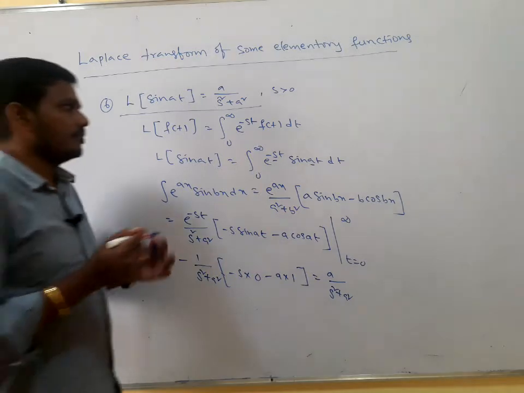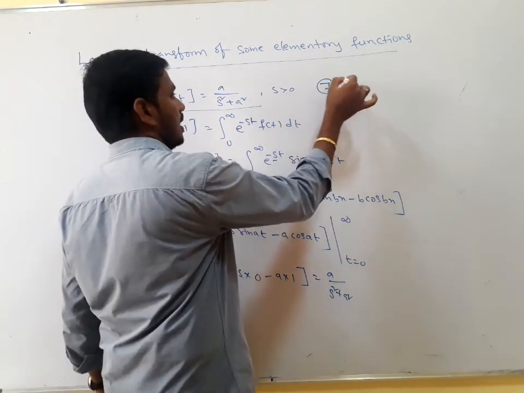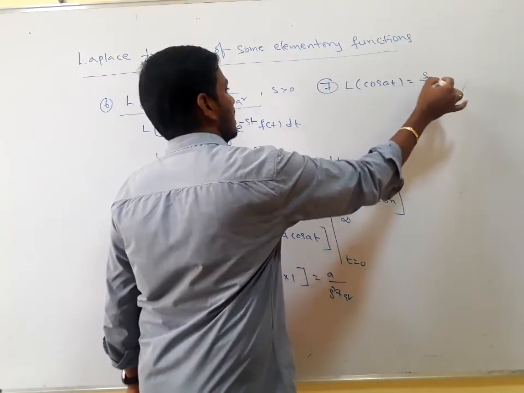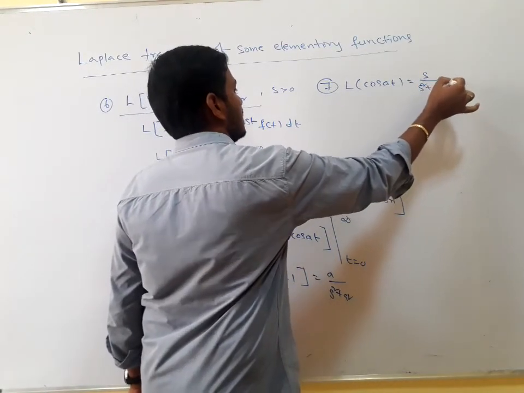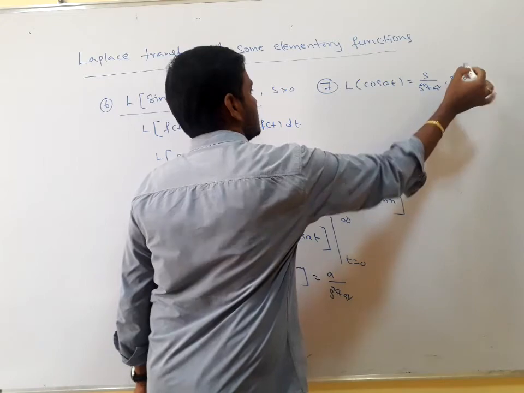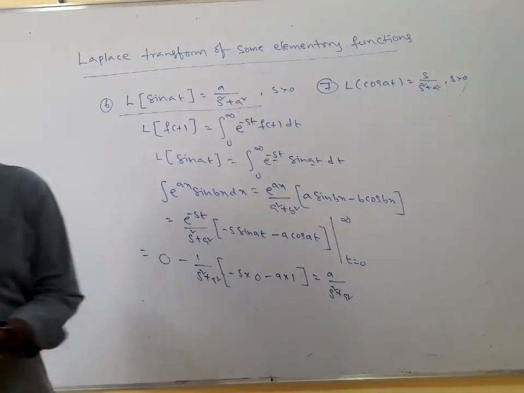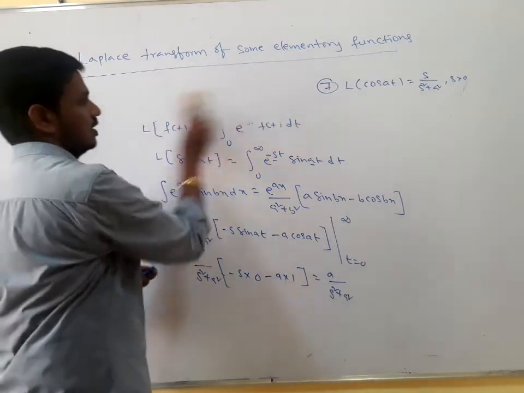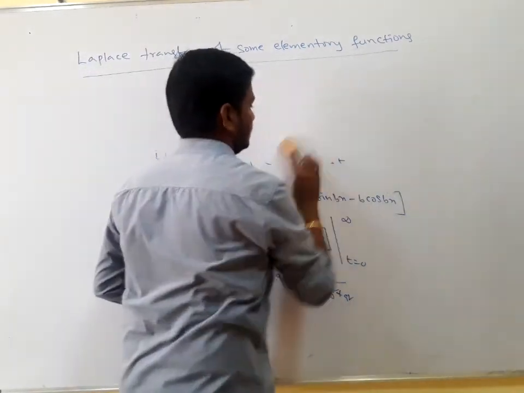Next, in the same way, if you complete it, Laplace transform of cos at is equal to s divided by s square plus a square. Here it is s greater than 0. Next, seventh one, that is, next eighth one.